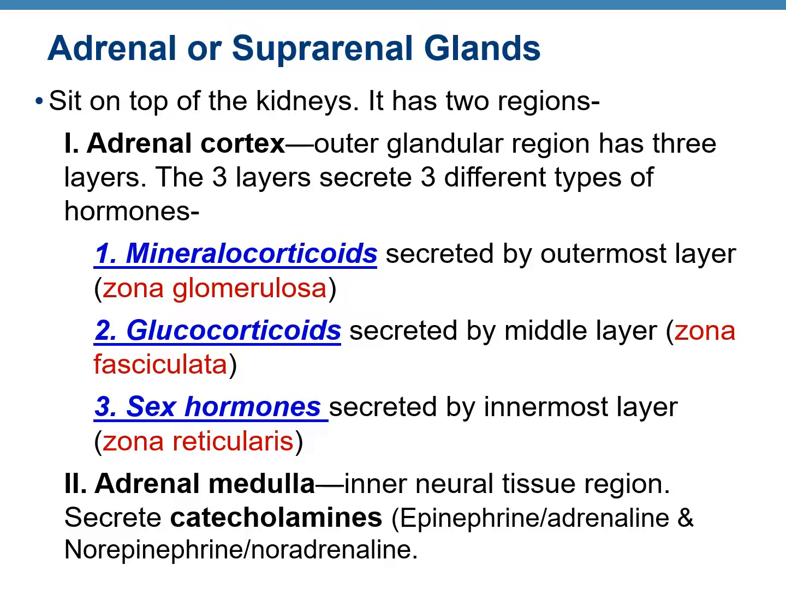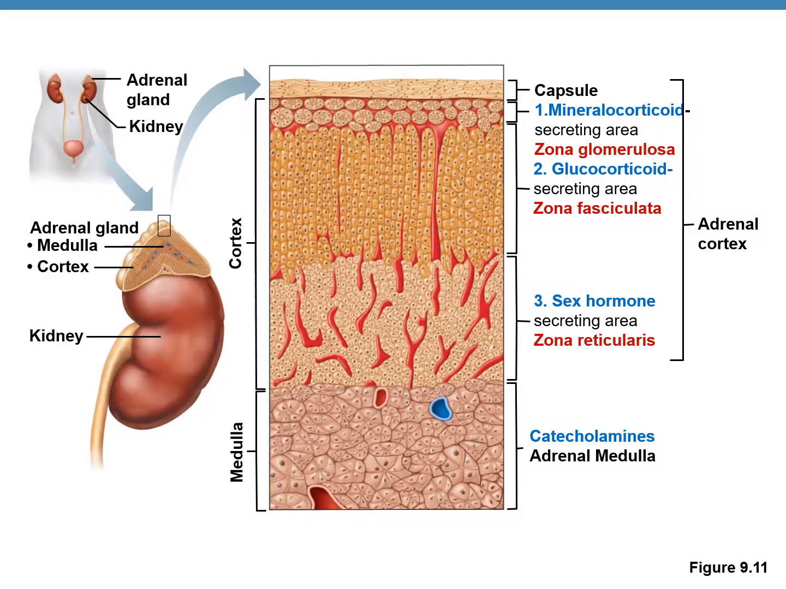These hormones are mineralocorticoids, which is secreted by the outermost layer or zona glomerulosa, the glucocorticoids secreted by the middle layer, which is zona fasciculata, and sex hormones secreted by the innermost layer or zona reticularis. The adrenal medulla, which is in the inner neural tissue region, secretes adrenaline and noradrenaline hormones, and these two hormones are together known as catecholamines. This figure shows the location of adrenal gland on top of the kidneys, and then further it shows the layers of adrenal cortex and the adrenal medulla.